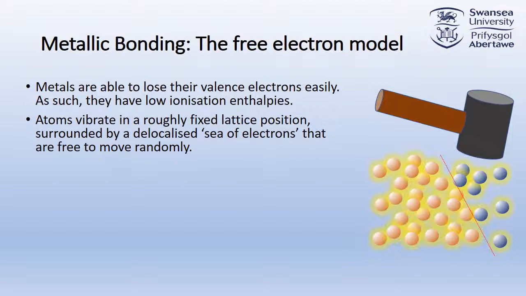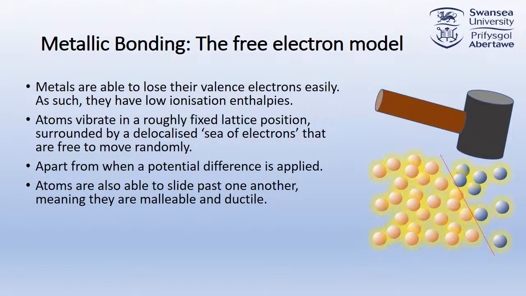So effectively, we can think of these atoms as roughly fixed in a lattice position. They're vibrating around, but they're surrounded by a delocalized sea of electrons which can randomly move wherever they want to, apart from, of course, when that potential difference is applied and then the electrons start to flow in a particular direction, forming a current. We also know that metals are malleable and ductile. We can draw them into wires if we want to.